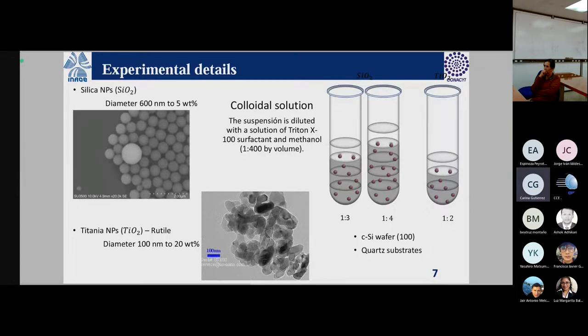We receive these nanoparticles as a colloidal solution, and then we dilute these nanoparticles to different concentrations: one is 1-3, another 1-4, and 1-2 for the titanium dioxide nanoparticles. Okay.